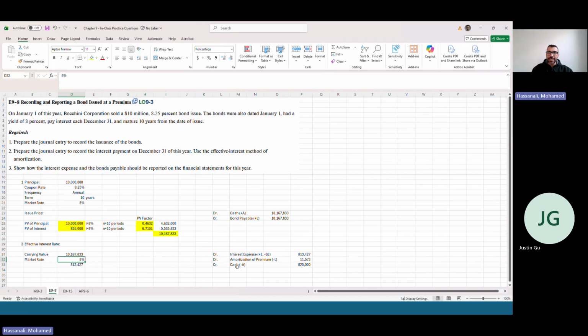So the cash that leaves is 825, which is the 10 million times the 8.25% coupon rate. So to calculate the amortization, you just need the difference between interest expense and cash. Exactly. So this is the effective interest. This is the real interest. The difference between the two is your amortization. It's always going to be that.